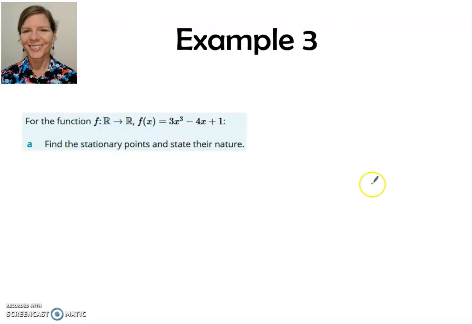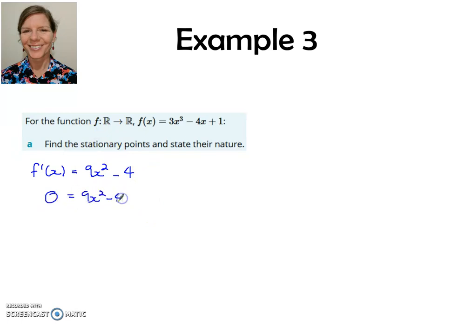Alright, so let's look at this one. This question says, for the function given, find the stationary points and state their nature. The first thing we need to do is differentiate. f'(x) = 9x² - 4. Now we know when stationary points occur, the gradient must be 0.